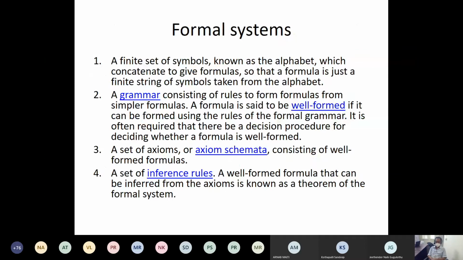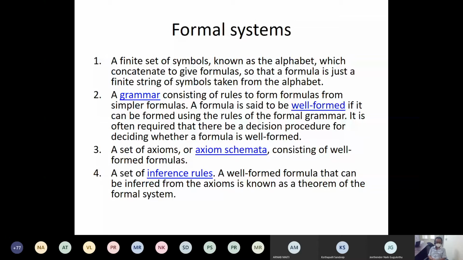Okay, now let us come to formal systems. So a formal system is defined this way. First, we define a finite set of symbols known as the alphabet, which concatenate to give formulas. That means a formula is just a finite string of symbols taken from the alphabet, and we have a grammar consisting of rules to form formulas. Given the alphabet, first of all, the alphabet has to be defined. Then we have to talk about the grammar, which gives us the rules to concatenate these symbols in order to get what are known as formulas or well-formed formulas, formulas which are formed according to the grammar that has been given.